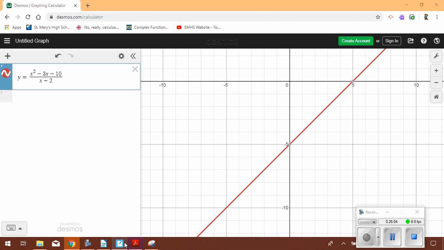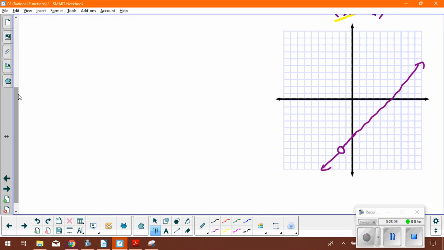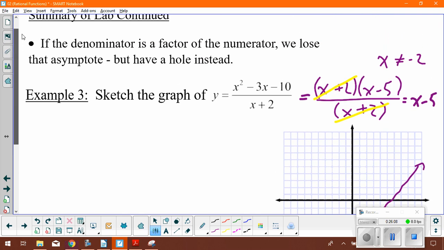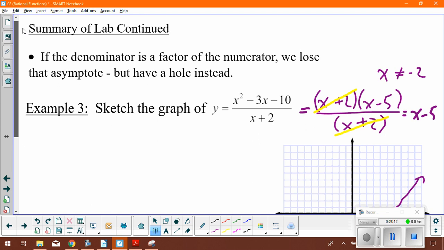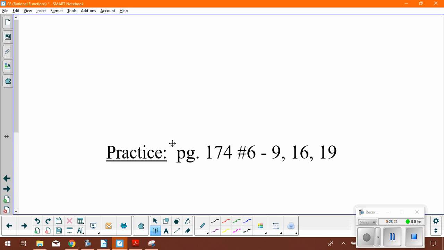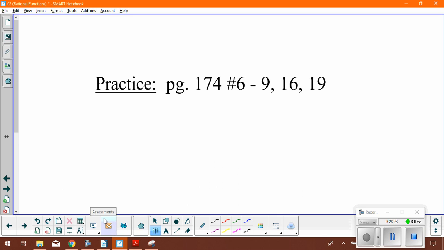So that was pretty quick. But the key thing again for rational functions is you're going to use your intercepts and your asymptotes to get the sketch of the graph. So finally, to practice that, there are some practice questions that will allow you to practice sketching some of those interesting rational functions.